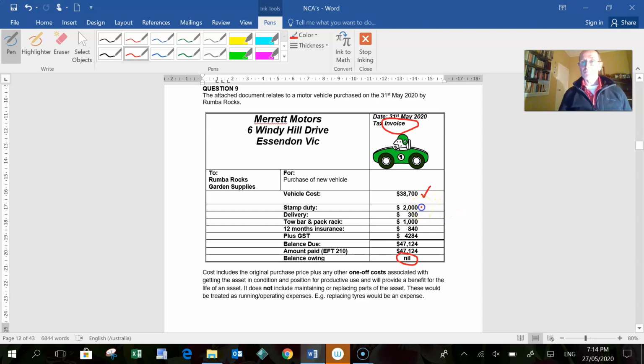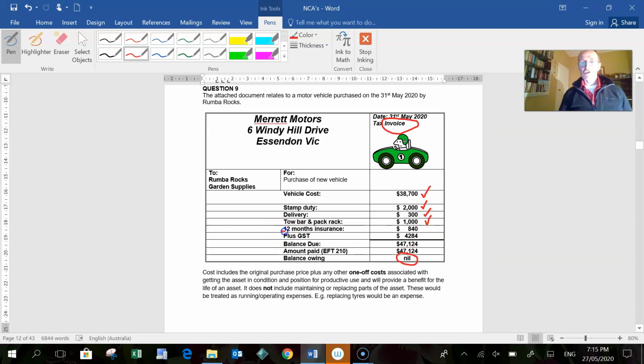Now stamp duty, necessary to acquire the asset. I have to pay it. The delivery, necessary, right, to get it into position. Tow bar and pack rack. So these are embellishments or improvements to the asset. So they are getting it into condition, ready for productive use. So they have to be included.